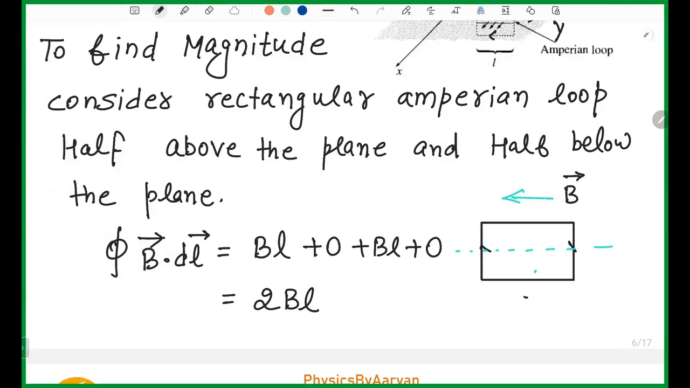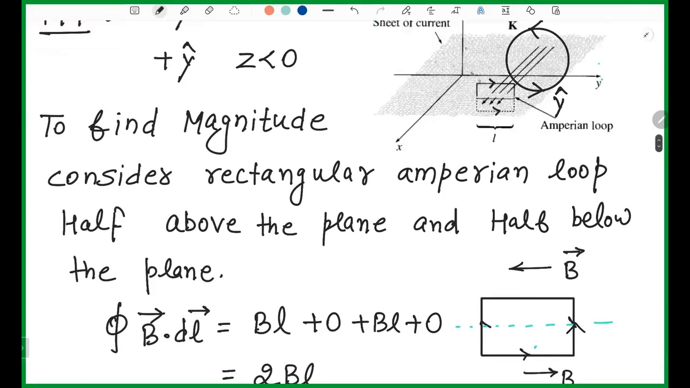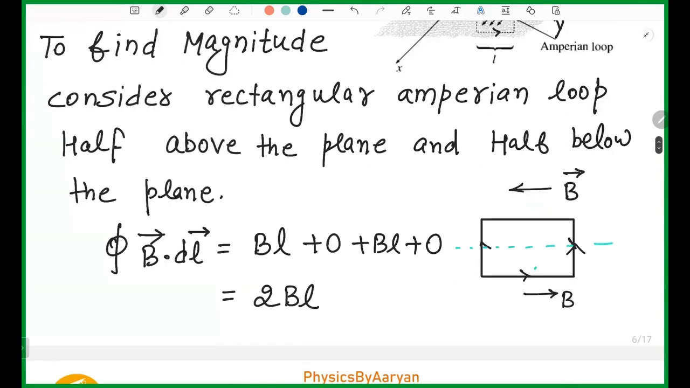Okay. So below the plane, my magnetic field is along plus y, and above the plane, it is along minus y. So the loop which I should take is anti-clockwise. So I take my loop as anti-clockwise. Now I'm ready.